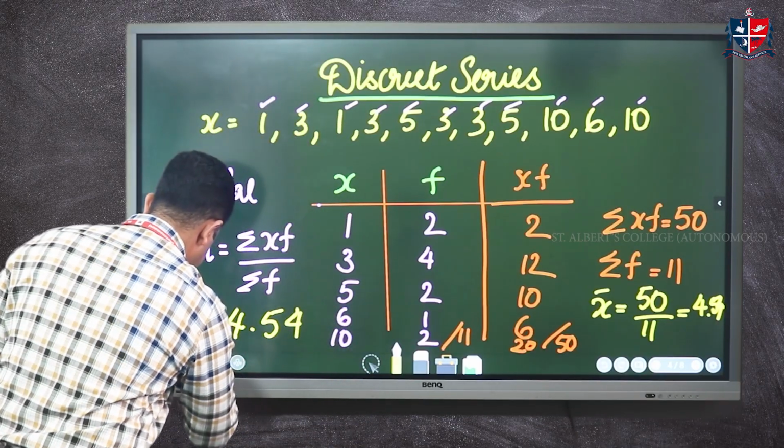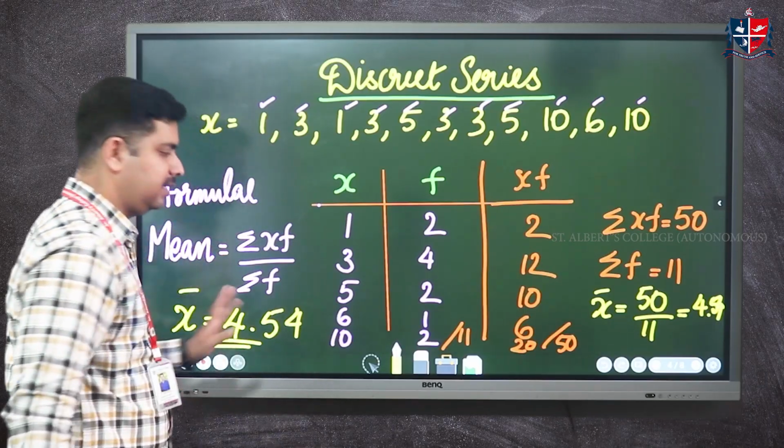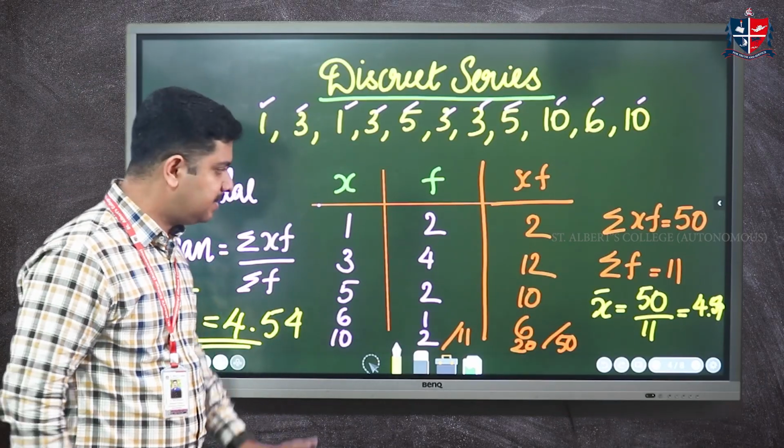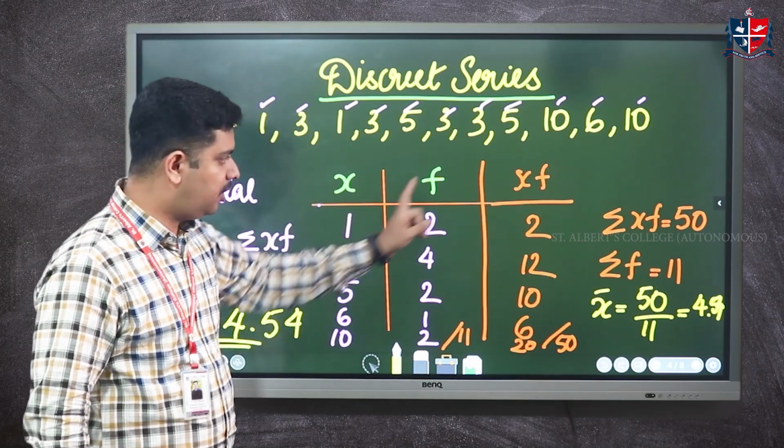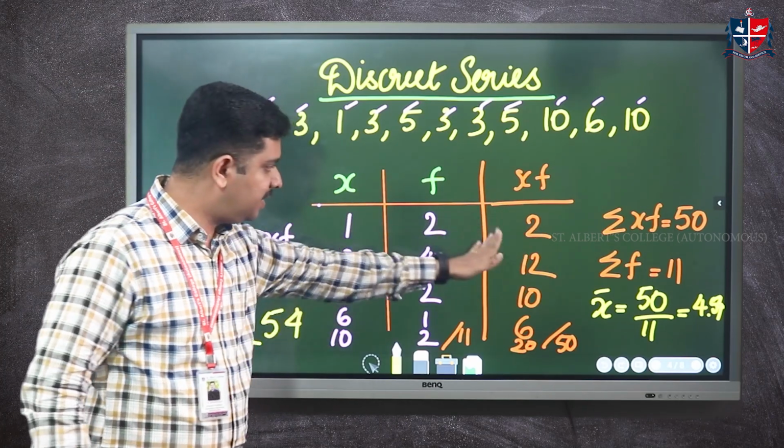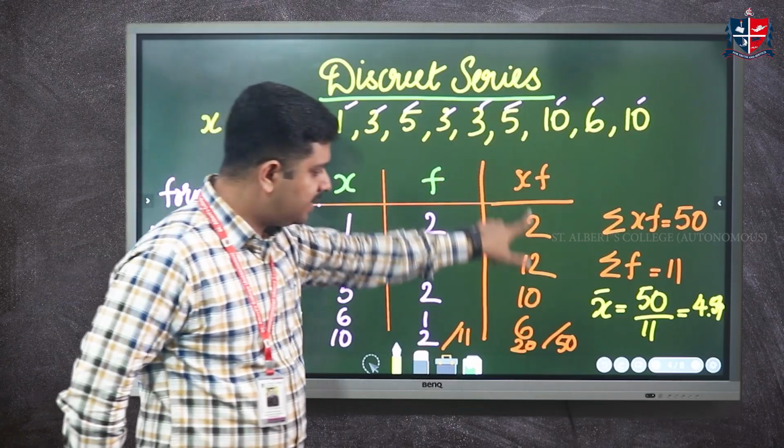X bar is equal to 4.54. That is the answer. So I'll just summarize. What you do is, you will have to find x and f will be given. You have to find xf. Multiply them. When you multiply them, you will get this column.